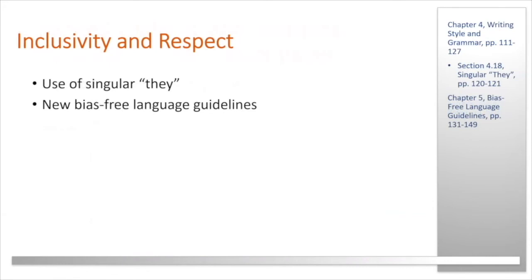Another notable change of the new 7th edition relates to writing inclusively and respectfully. Chapters 4 and 5 provide guidelines for bias-free language use, and the singular they is endorsed.